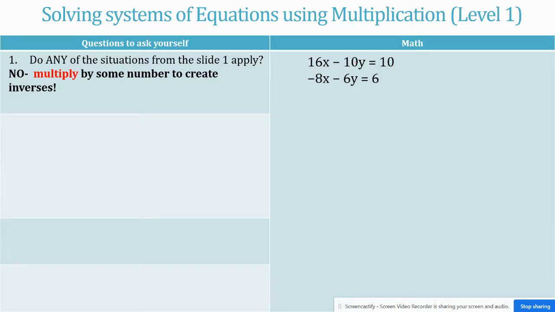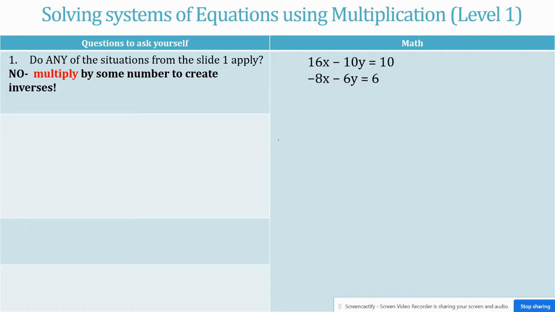These aren't inverses, and these aren't inverses. Remember, if you add inverses together, you should get 0. And none of these, if we add them together, are going to give us 0. So we don't have inverses. Do we have identical terms? No, we don't have two terms that are exactly the same. And we don't have an equation in the form of y equals or x equals where we would be able to substitute. So the goal for today is to create a set of inverses.